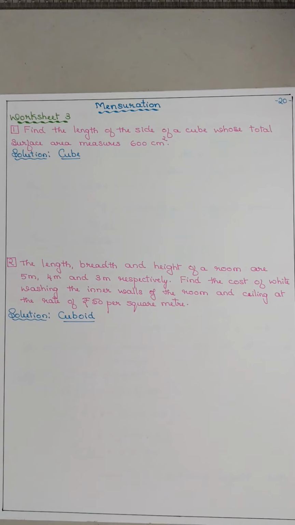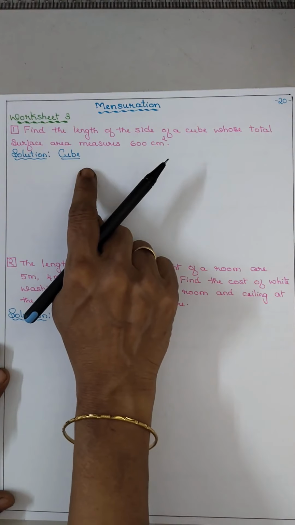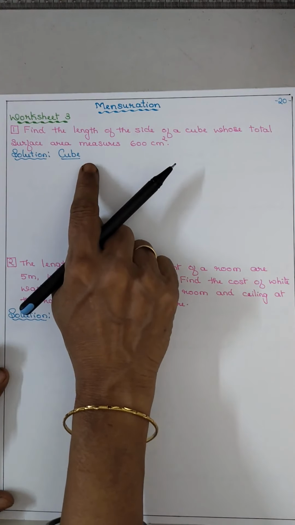We were discussing the lesson mensuration and the topic the area of a TSA and LSA of cube and a cuboid, isn't it? Now the worksheets related to that. Find the length of the side of a cube whose total surface area measures 600 centimeter square. First you write what is the solid figure, that is the cube.